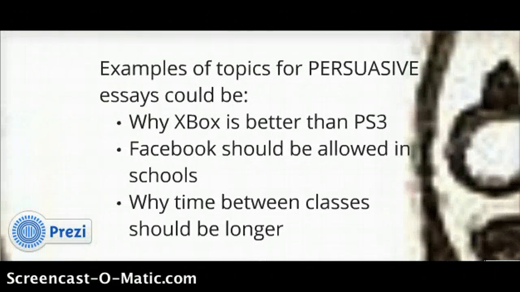So here are some examples of topics that might show up in a persuasive essay. Why is Xbox better than PS3? Facebook should be allowed in schools, or why time between classes should be longer. Notice that all three of these have the idea that they want one thing to be better than the other, or that the reader should agree with you as the writer when they're done reading.